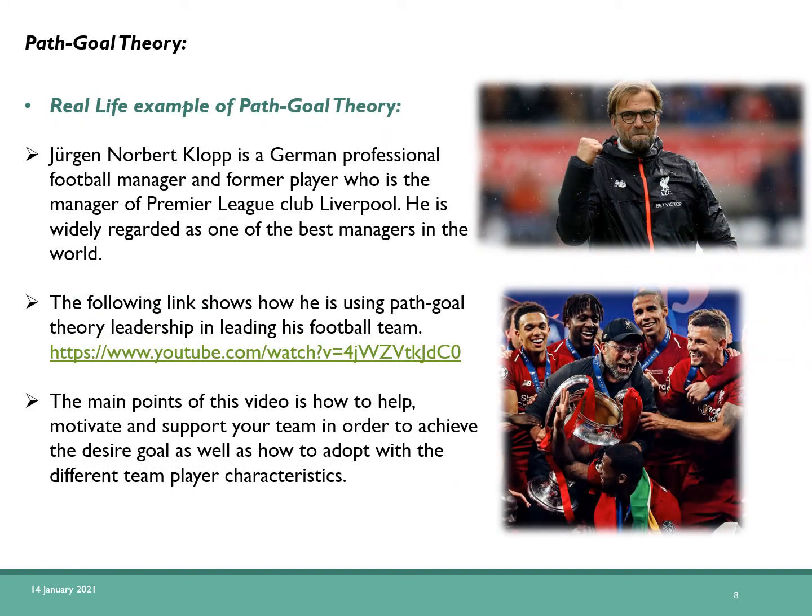Actually, I searched a lot for a real-life example of path-goal theory, and I ended up finding Jürgen Norbert Klopp, who is a German professional football manager, the manager of Liverpool club. He is widely regarded as one of the best managers in the world. I got a YouTube video link in this slide that shows how he uses path-goal theory leadership in leading his football team. The main points of this video are how to motivate and support your team in order to achieve the desired goal, as well as how to adapt to the different team players' characteristics to reach the desired goal.